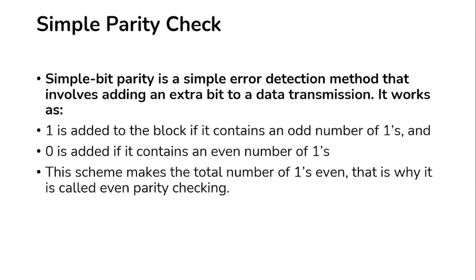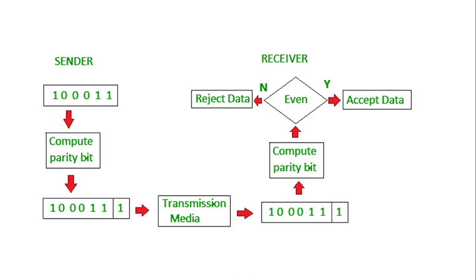It works as follows: 1 is added to the block if it contains an odd number of ones, and 0 will be added as the parity bit when an even number of 1s is present. We can see the example directly. The sender is going to send the data 10011. The number of ones in this data is 3. You can see here 1, 2 and 3. So there are 3 ones.